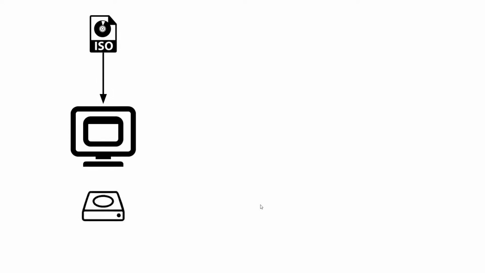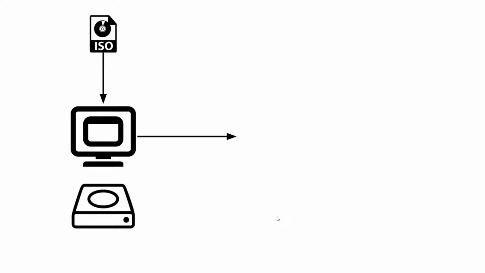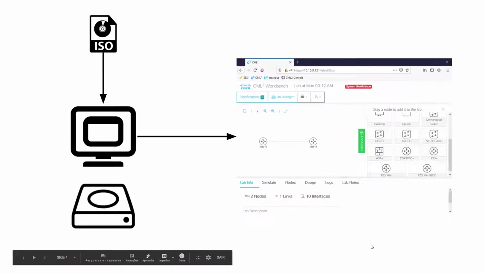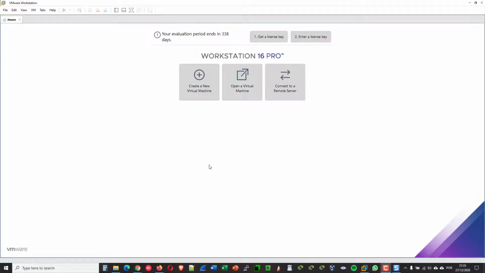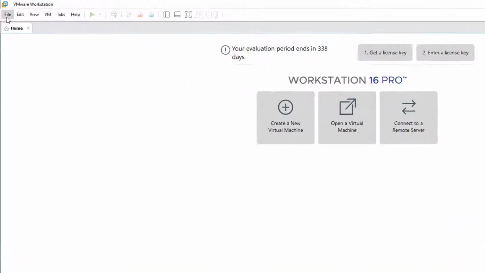Okay, all you have to do is to insert the OVA file and then connect the ISO file to the VM and expand the disk so you can turn on the virtual machine to run the CML2. Also, we will have to insert the product key. Let's show you now how to do this. First, we will open the OVA file.